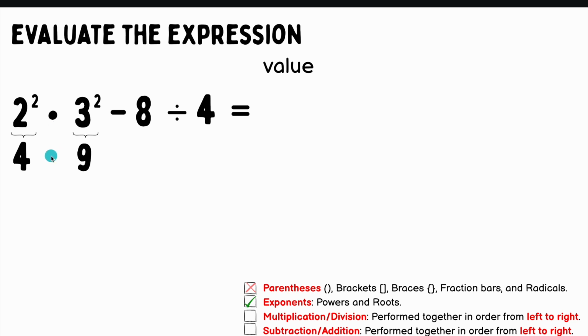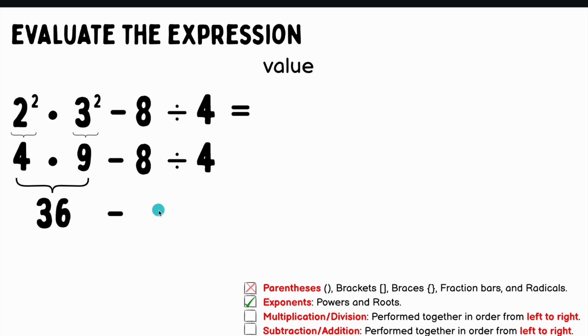4 times 9 minus 8 divided by 4. Let's look for multiplication or division. I see multiplication and I see division. So let's go from left to right. 4 times 9 equals 36. Let's bring everything down. 36 minus 8 divided by 4.